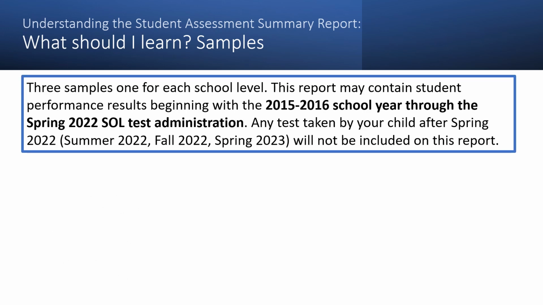Some basic background information on the samples we are about to review. The reports contain student performance results beginning with the 2015-2016 school year, if they were in school at that time, through the spring of the 22 SOL testing administration. This would mean that any test taken by your child after the spring of 22, which would include the summer of 22, the fall of 22, and the spring of 23, will not be included on this report.